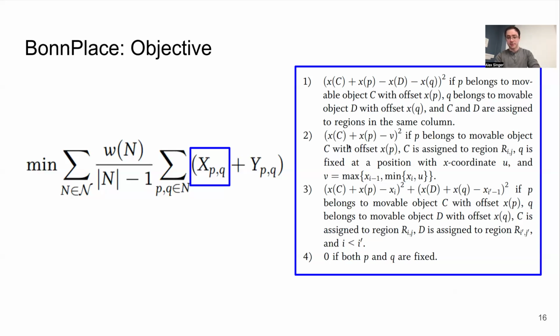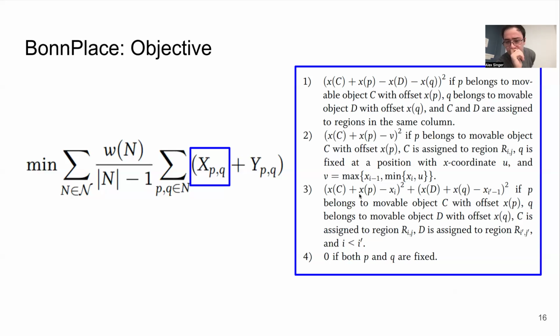Now, here's where things get a little funny. If P, the block that we're going to, the target, belongs to movable object C with offset, and C is assigned to region R_ij, and Q is fixed at a position with x coordinate U, and whatever. What this is basically saying is we have a movable block C that's connected to something else that's outside of its region. We're going to set the position to be whatever the position of that bin is going to be. And then down here, let me just double check my math here.